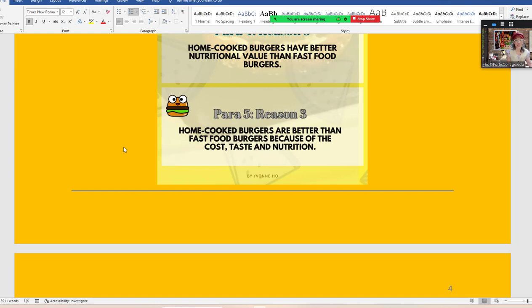Correct, yes. Okay. You can reword it. You don't have to have it exactly the same. Usually all the textbooks say that, you know, you need to reword it, rephrase it slightly so that it doesn't sound so repetitive. But basically, you would say, because of the better cost, lower cost, better taste, and higher nutrition value, home cooked burgers are better to eat than fast food burgers. For instance, if you wanted to rephrase it.